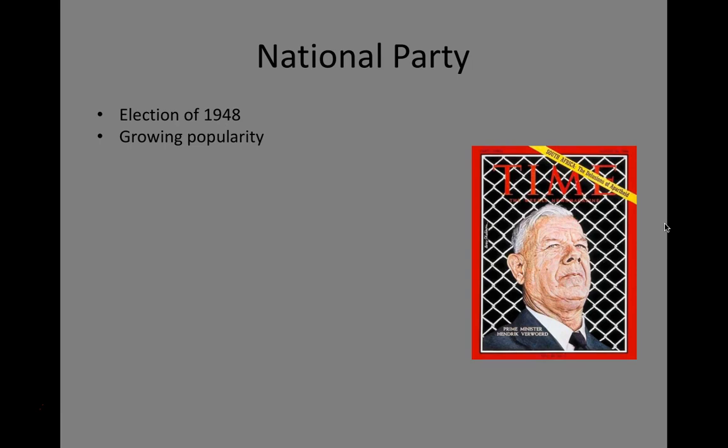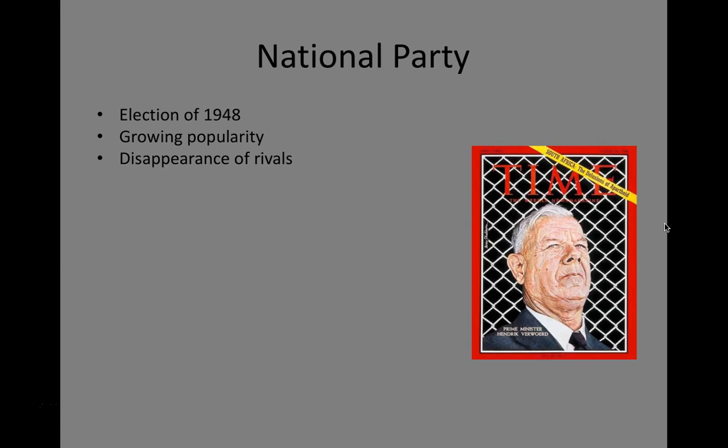Over the course of the 50s, 60s, and 70s, the National Party grew in popularity to the point that they were pretty much able to eliminate all of their rivals. The United Party just faded out of existence by the 1970s. There were some other minor parties, but no party in the elections of the 1970s was able to muster enough support to gain anything more than a handful of parliamentary seats. Now, how did this happen?